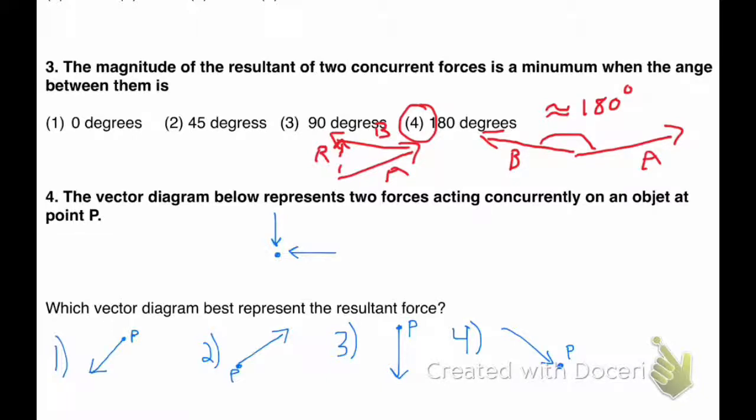Alright, question number 4 reads, a vector diagram below represents two forces acting concurrently on an object at point P. Okay, so I'm going to say that this is point P, and this is pretty much what we've been doing in the first 3 examples. We'll add this vector to that vector using the head-to-tail method. We'll draw our resultant coming from the tail of the original vector to the head of the second vector. We'll name it R, and we can match it up with one of our answers. We can see that the correct choice would then be choice 1.